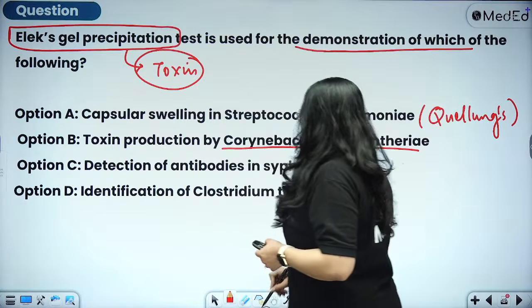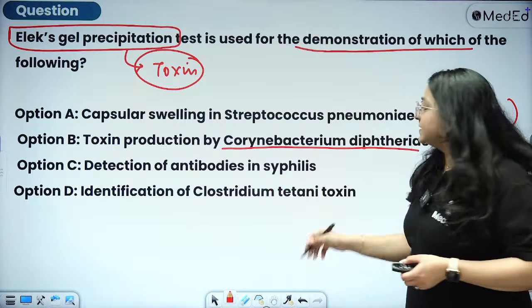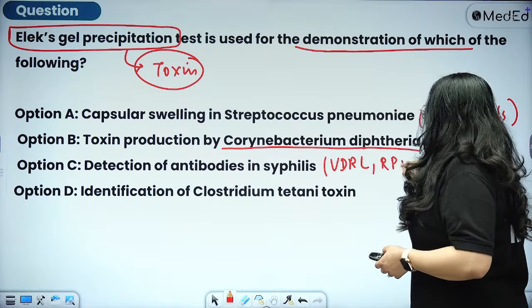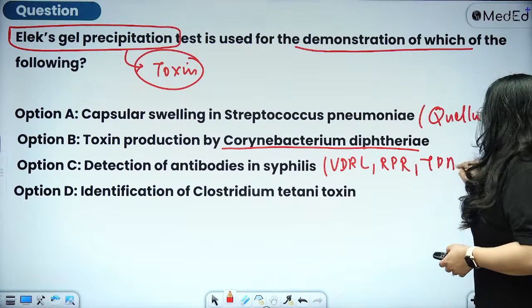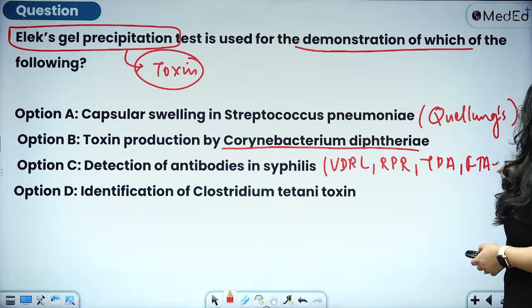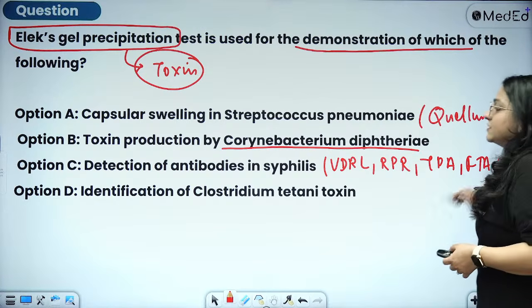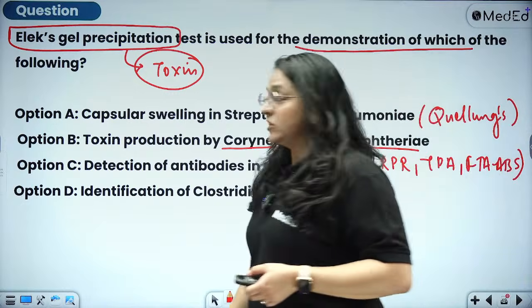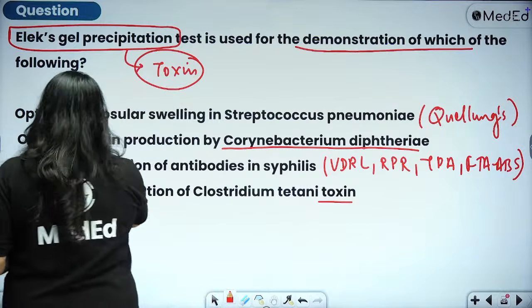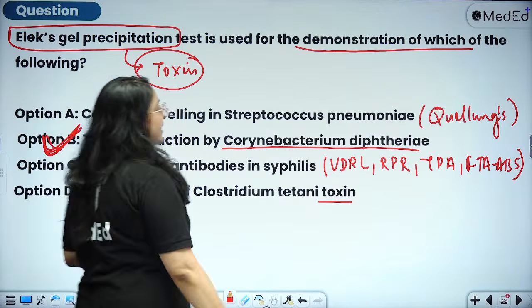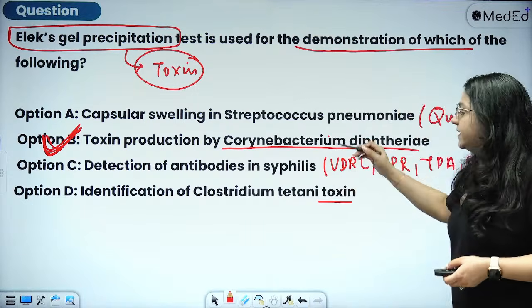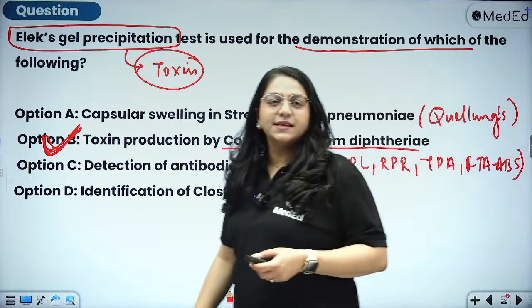Yes. Detection of antibodies in syphilis. What is the test? It can be VDRL, it can be RPR, it can be TPHA, it can be FTA-ABS, anything it can be, but it cannot be Elek's gel. Identification of Clostridium tetani toxin, that is mice inoculation, animal inoculation. So the answer becomes toxin production by Corynebacterium diphtheriae. They wanted to confuse you between CD and CT.